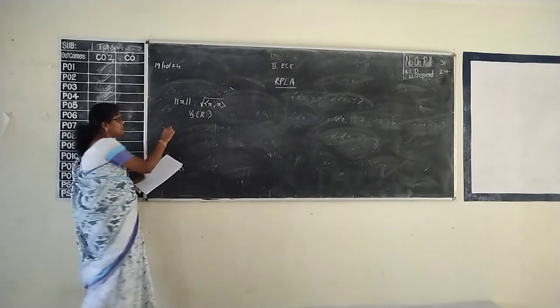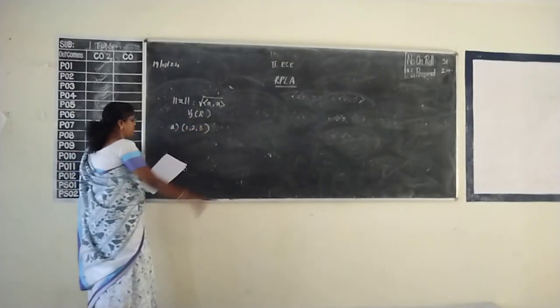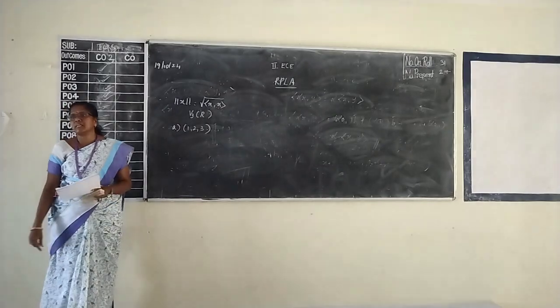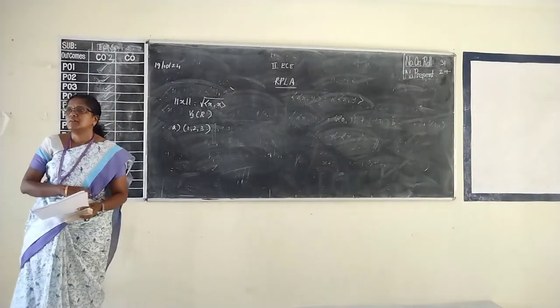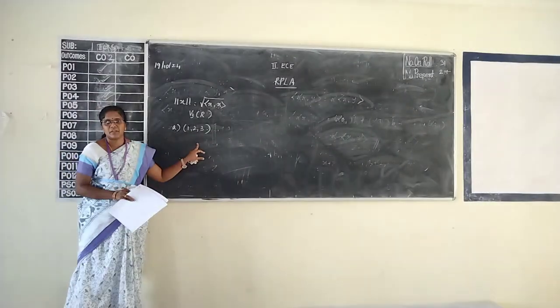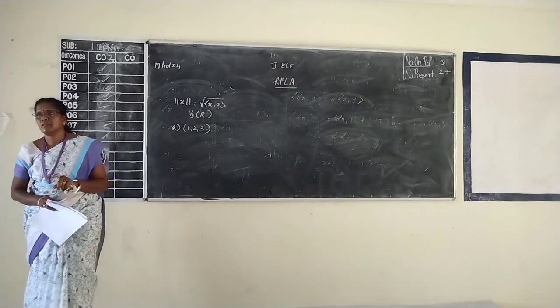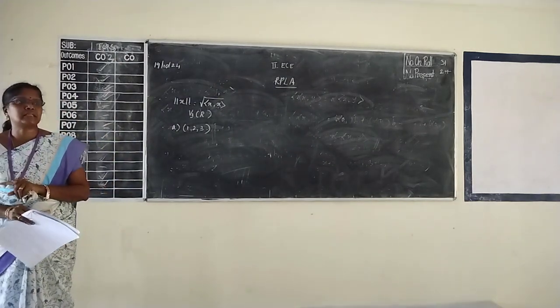First subdivision, we have defined the norm of the vector 1, 2, 3. The vector is given as 1, 2, 3. So what are you supposed to find now? The norm. We have defined what is the norm of this vector. How do we define the norm? Square root of inner product of X comma X.